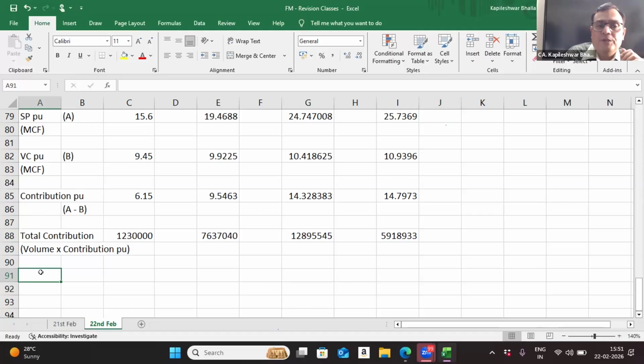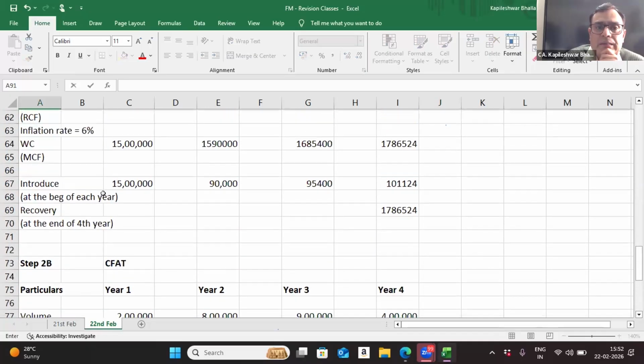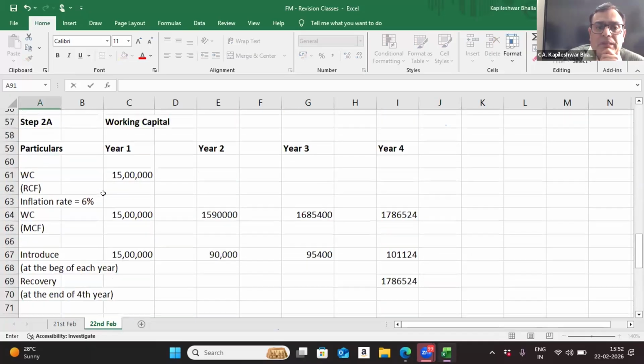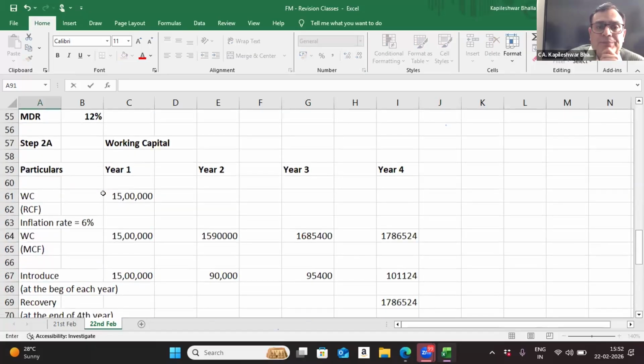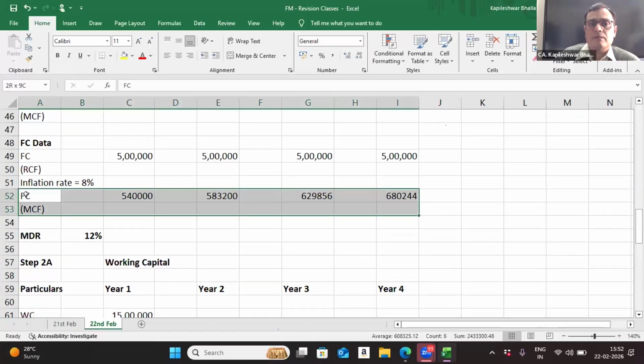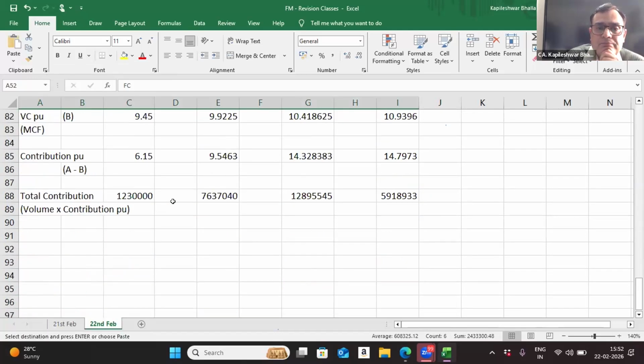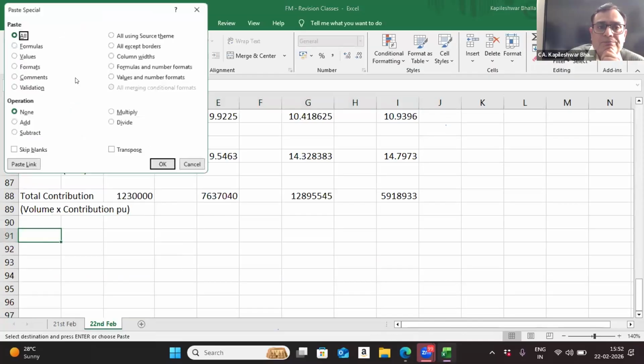Now we need to reduce the fixed cost, right? So let me go back to the fixed cost data, and we can pick up the fixed cost data from here. That is again in MCF terms. So let's take this and we reduce the fixed cost.